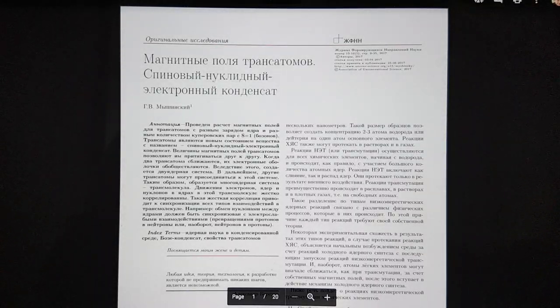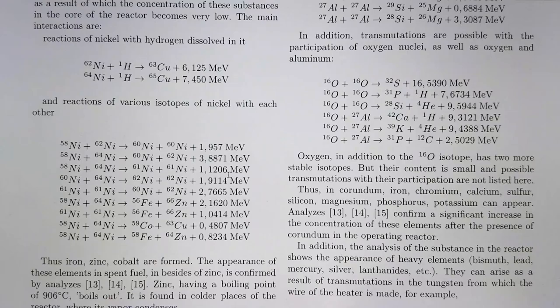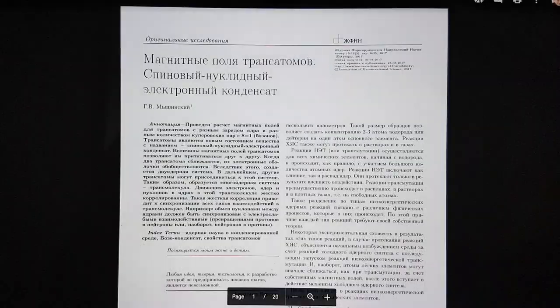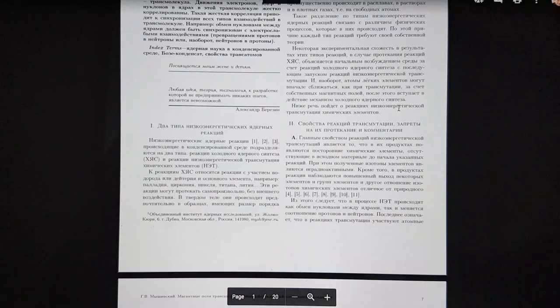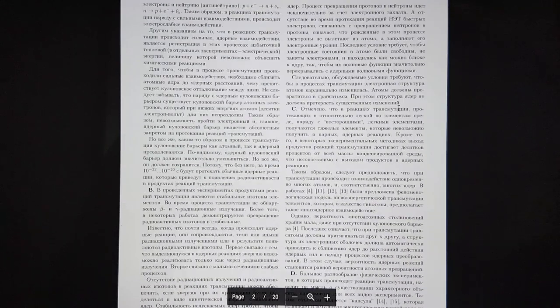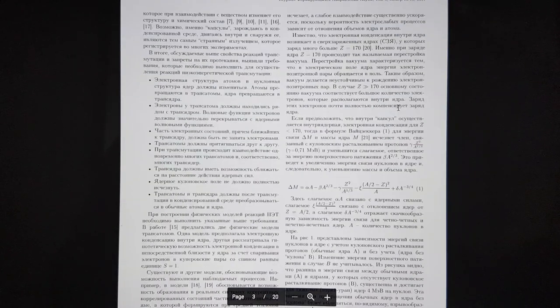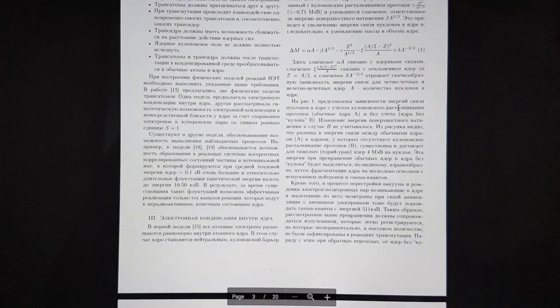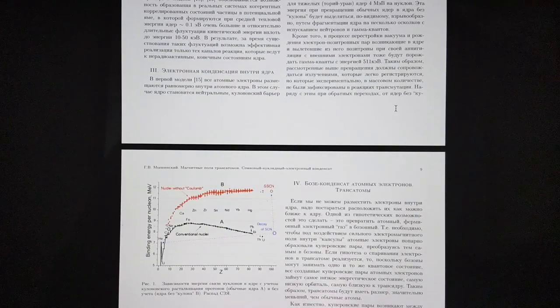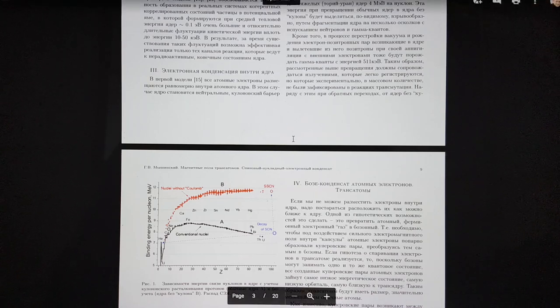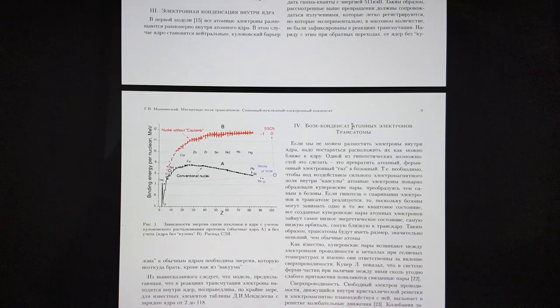So, looking at this paper here, the Myshinsky paper, this is it, and I will go into this in much more detail because I have taken the liberty to spend a considerable amount of time attempting to translate it, and because it just didn't work automatically, I had to go bit by bit and go through it. It's a long paper, but I think it's going to be very, very valuable for people to study.